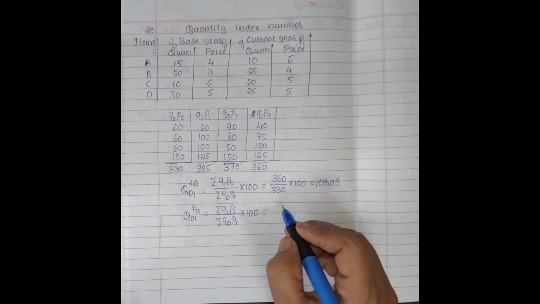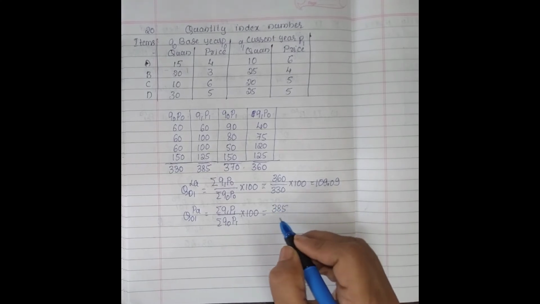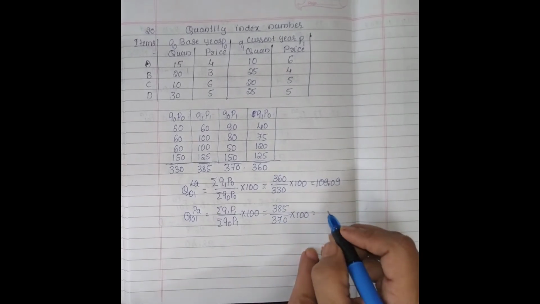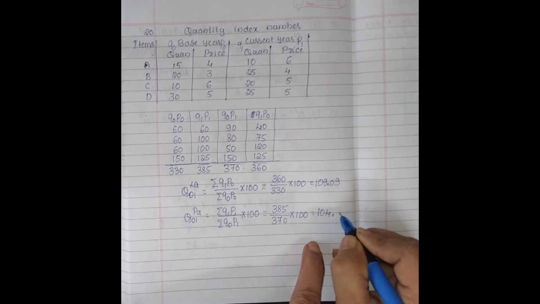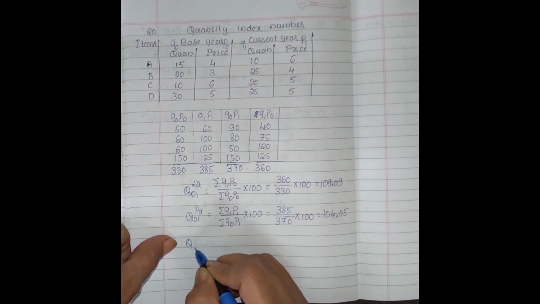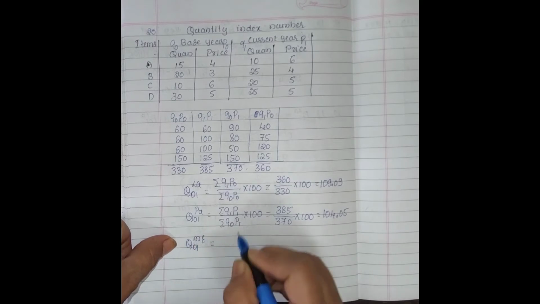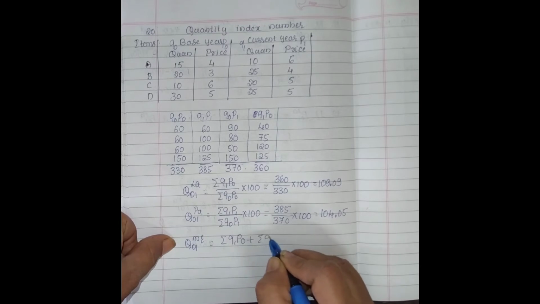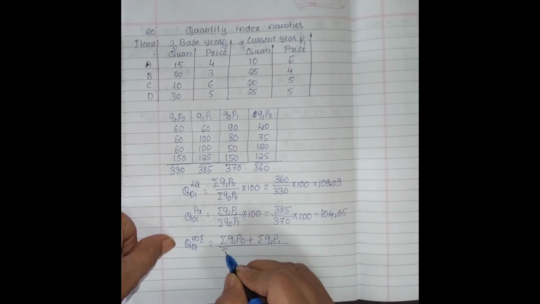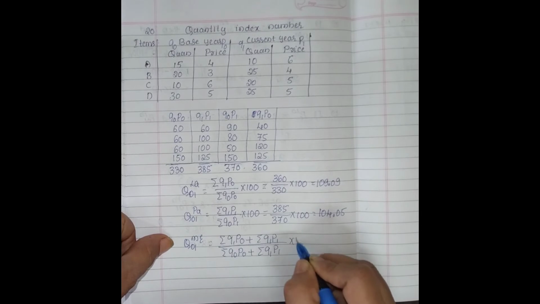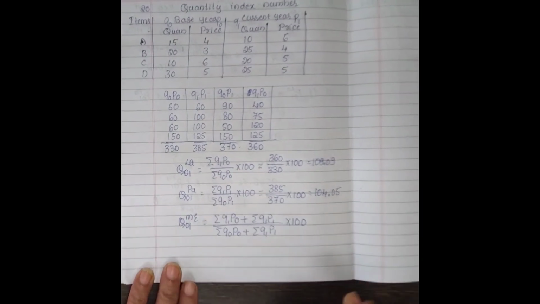Okay, then that is 385 divided by 370 into 100. That is equals to 104.05. Okay. Then Q01 of Marshall-Edgeworth is equals to summation of Q1 P0 plus summation of Q1 P1 divided by summation of Q0 P0 plus summation of Q1 P1 into 100. The Marshall-Edgeworth index number.